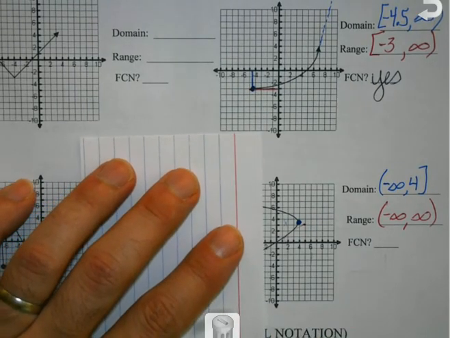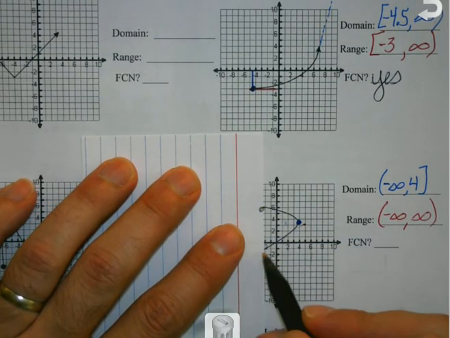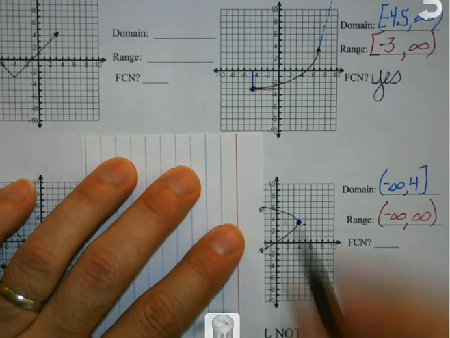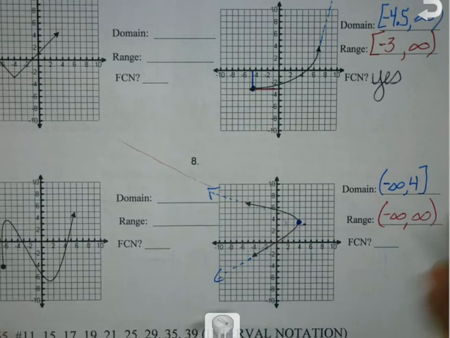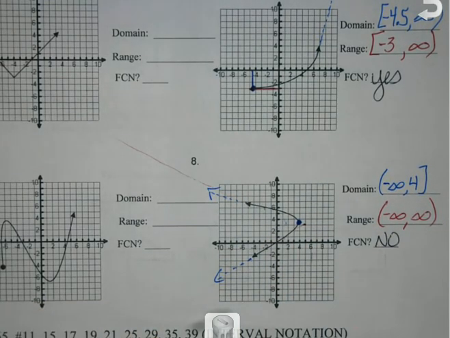But then the function question. I get here and I'm like, uh-oh, here and here the graph's going through 2 points, doesn't work. If that vertical line ever goes through 2 points of your graph, that's a big old no. Definitive no at that.